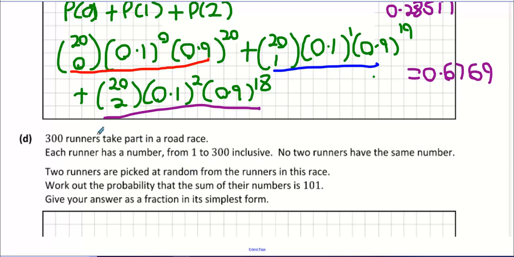Question D, 300 runners take part in a road race. Each runner has a number from 1 to 300 inclusive. No two runners have the same number. Two runners are picked at random from the runners in the race. Work out the probability that the sum of their numbers is 101. Give your answer in its simplest form.